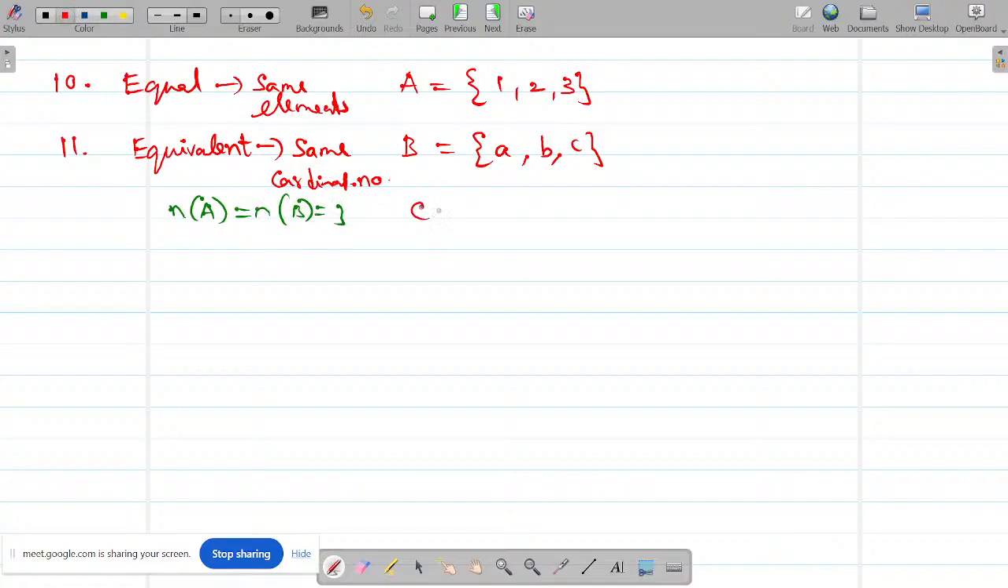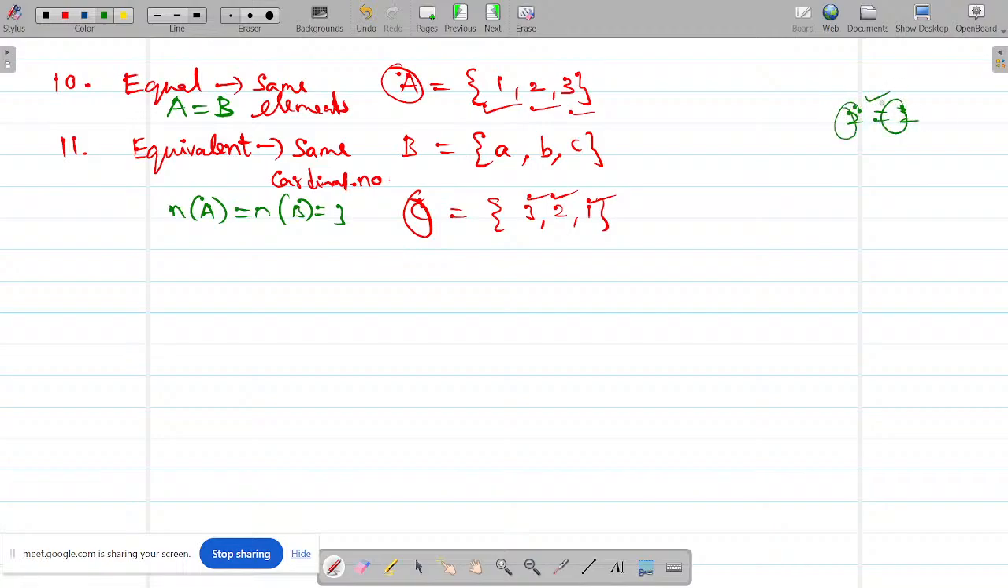For convenience's sake, let me take a set C, which has 3, 2, and 1. Okay. What about A and C now? 1 is present, yes, 1 is present. 2 is present, 2 is present. 3 is present, 3 is present. So A and C are both equal. You represent it as A equal to C. When we say 2 equal to 2, 2 is a number and equal means is equal. When we say A equal to C, A is a set, C is a set, we have to say that A and C are equal sets. Which means it has the same set of elements, maybe in a different order.